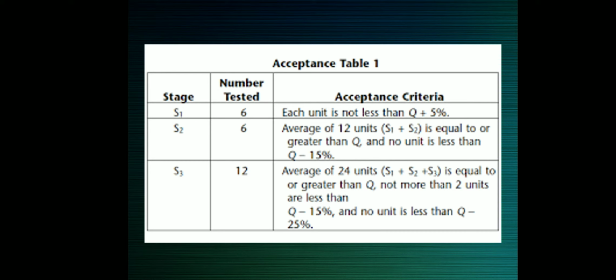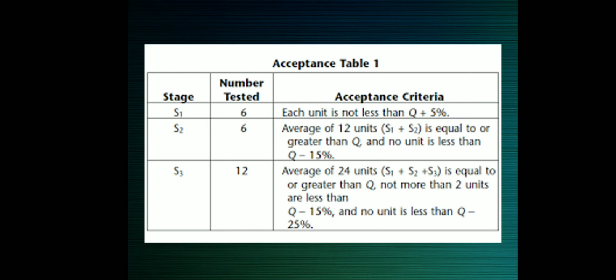If this also fails, we have to go for S3. Again we have to test 12 tablets. The total tablets tested are now 24. So the average of 24 tablets is equal to or greater than Q, and not more than 2 units are less than Q minus 15, and not a single unit is less than Q minus 25.